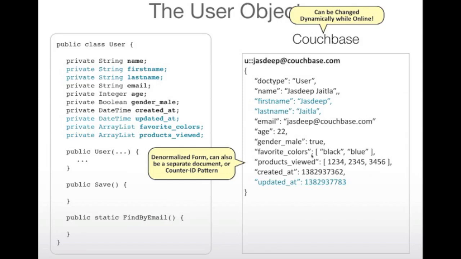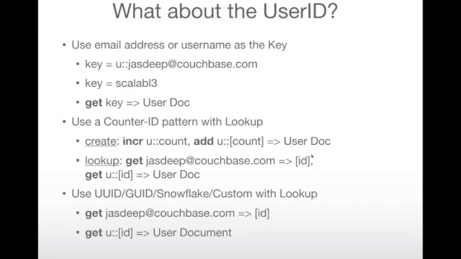In this case, I have a denormalized form where it's in that user document, and I can also, like I described in the patterns, use a key value pattern instead, or a counter ID pattern for the products viewed if I expect it to be really large. But this is another way of doing it, and then I'll show you a visualization of how that works after I talk about the user ID for a minute. I have a visualization of that scenario. I'm going to have to hurry to make sure I have enough time for extra questions.